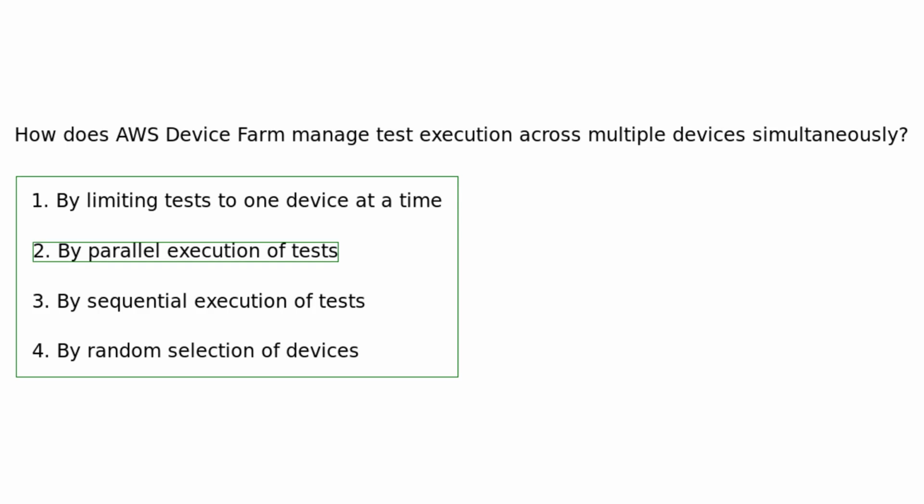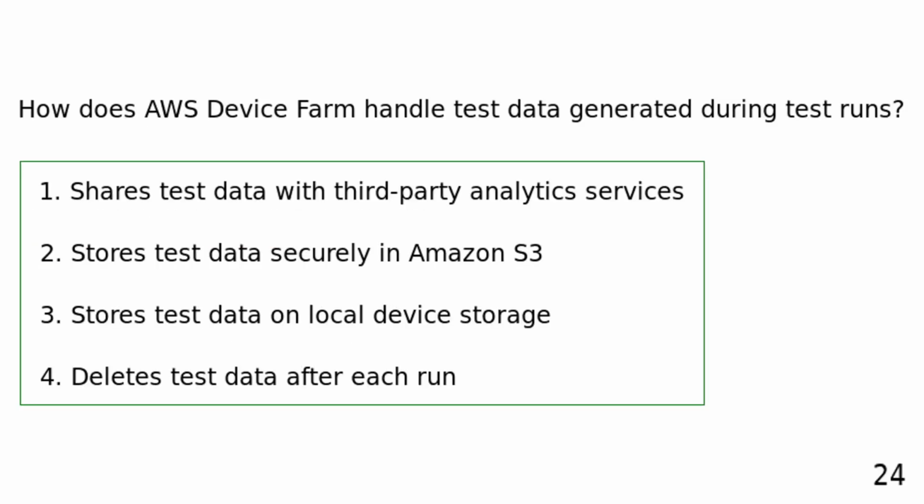AWS Device Farm manages test execution across multiple devices simultaneously through parallel execution of tests, improving efficiency and reducing overall testing time for mobile applications. How does AWS Device Farm handle test data generated during test runs?